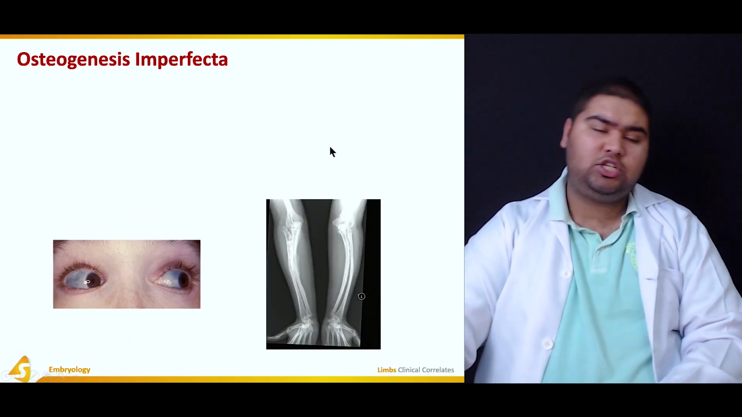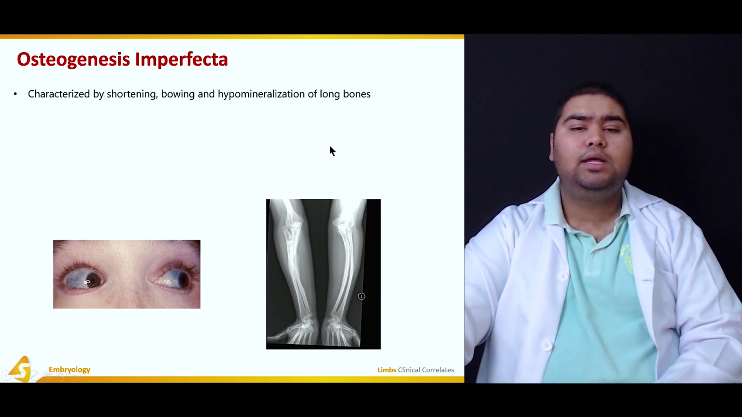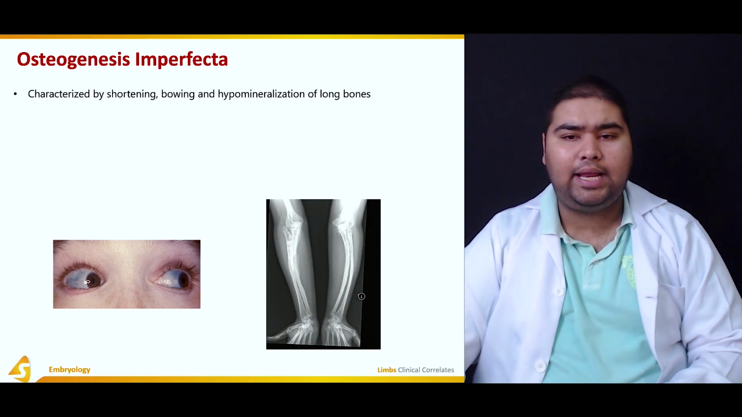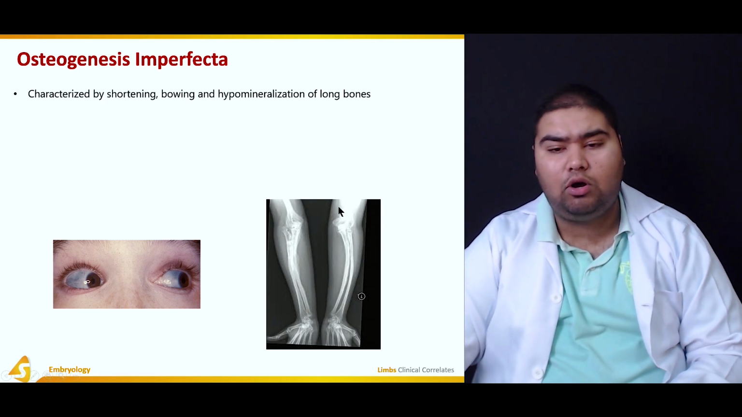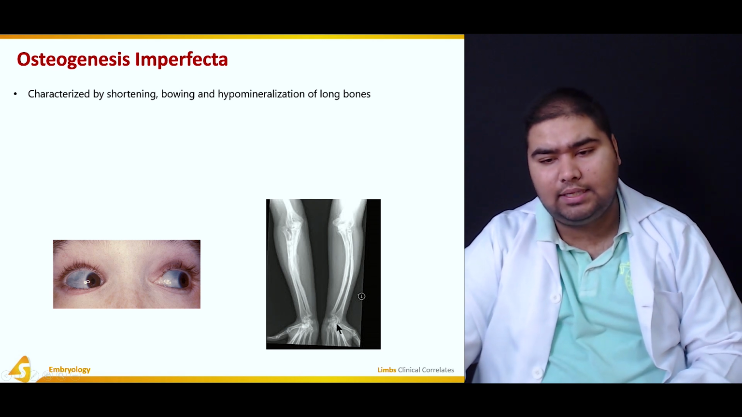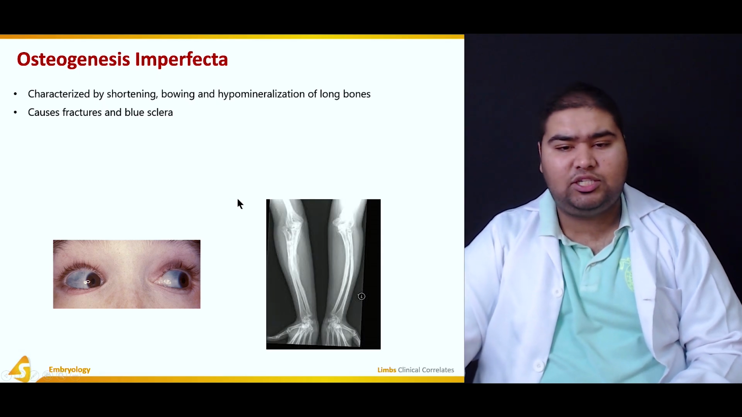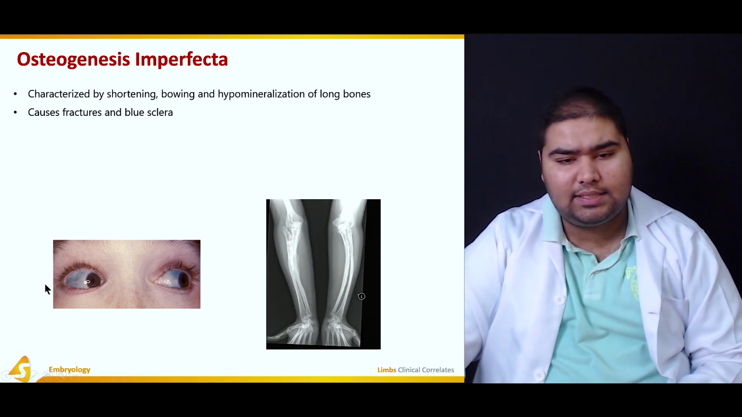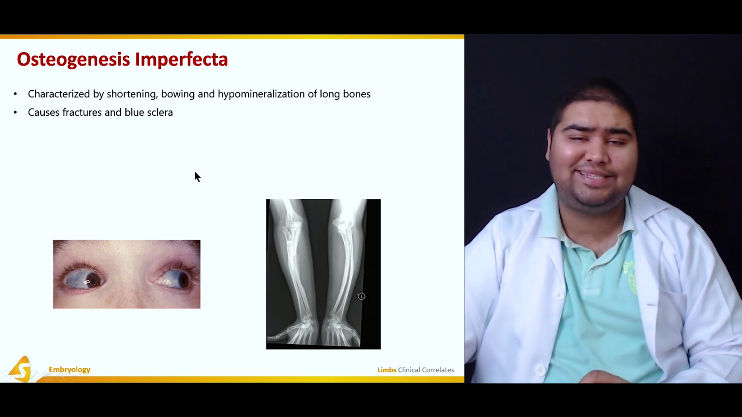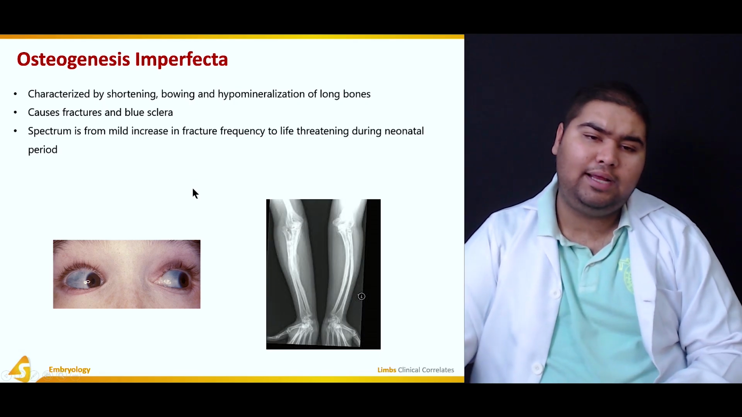Now we have osteogenesis imperfecta, a very important clinical condition. It is characterized by shortening, bowing, and hypomineralization of the long bones. You can see bowing very clearly in this X-ray. It causes fractures and blue sclera. This bluing of the sclera is pathognomonic of osteogenesis imperfecta, so always be on the lookout for that.